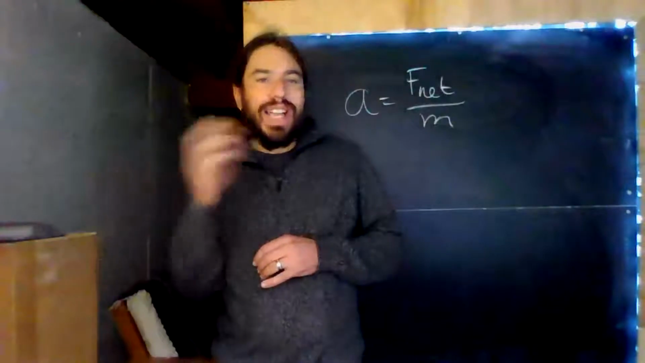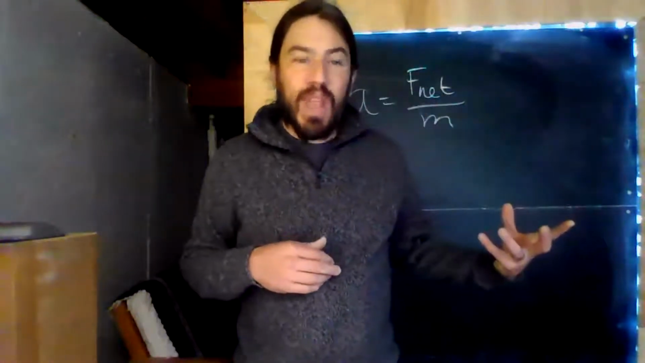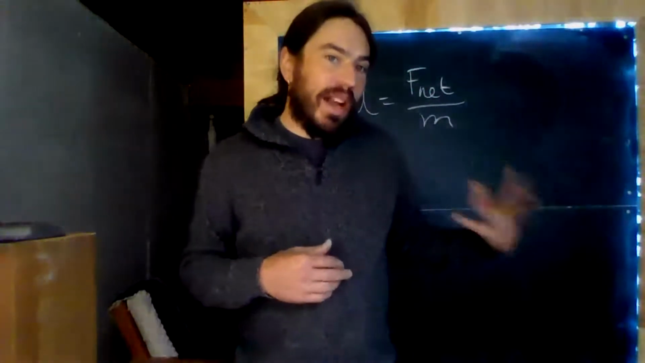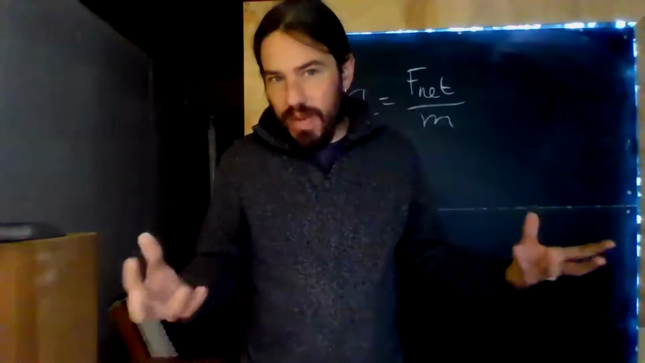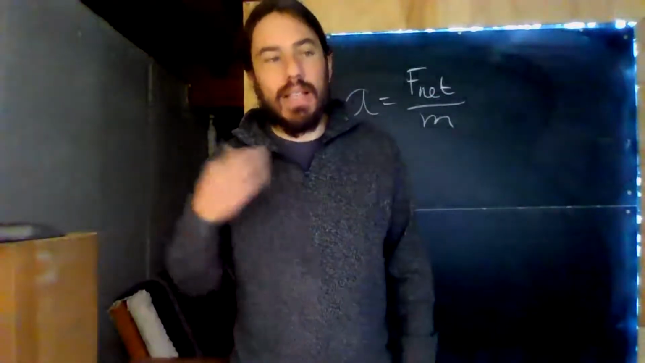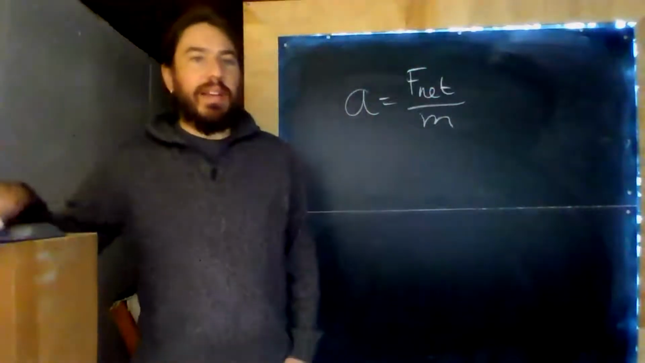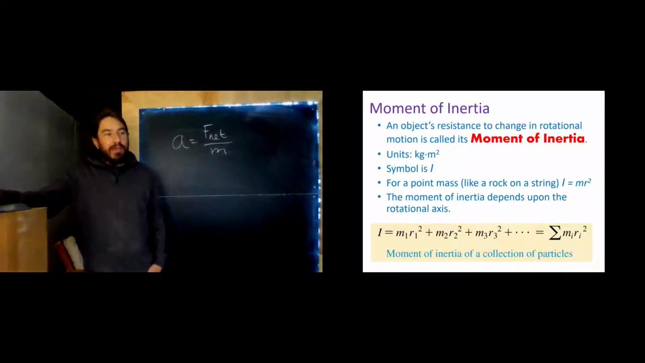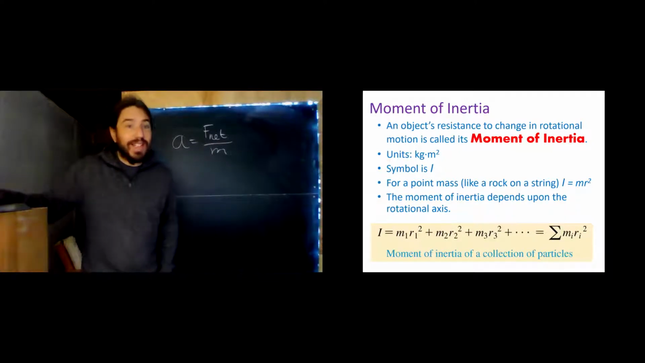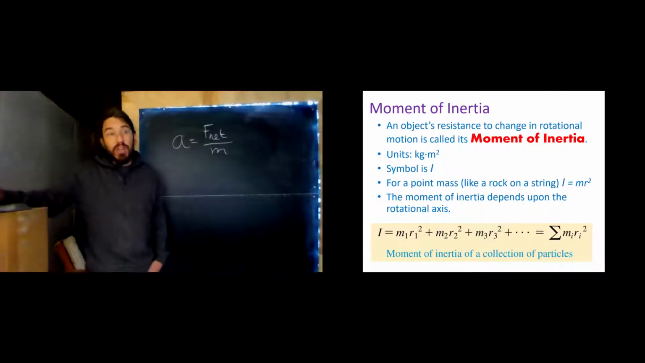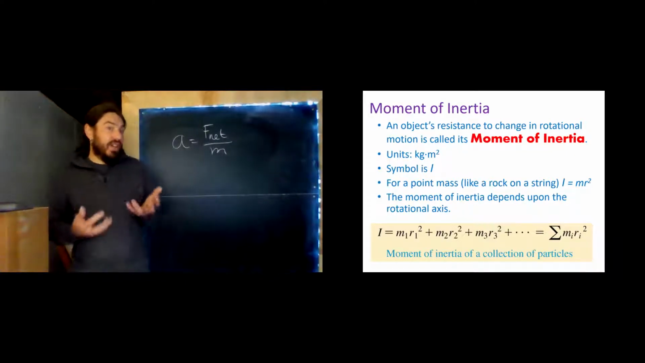Okay, so again, moment of inertia is the rotational analog to inertia. With inertia, we only care about how much mass. With moment of inertia, we care not only about how much mass, but also how that mass is distributed. Let's look at this slide. An object's resistance to change in rotational motion is its moment of inertia, right? An object's resistance to change in translational motion is its inertia, right?